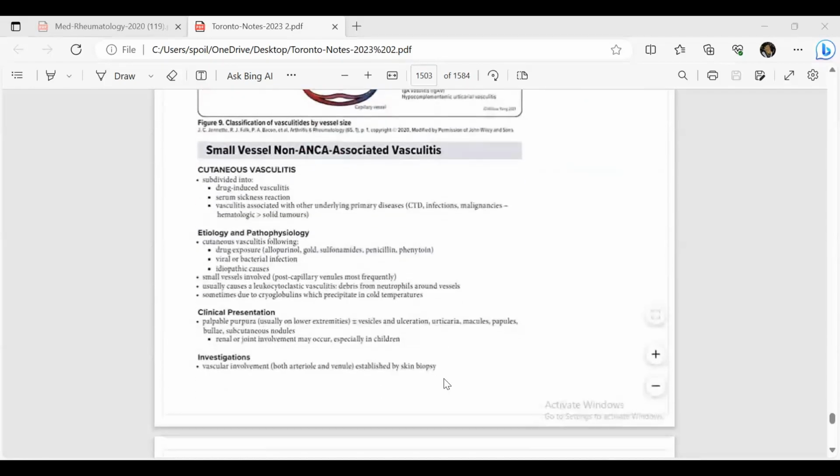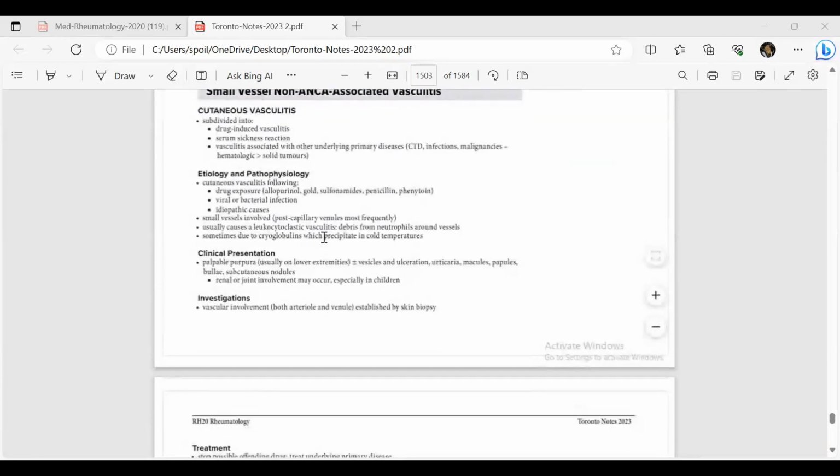Then what we have read, a small vessel vasculitis has two types. One is non-ANCA associated and one is ANCA associated. Non-ANCA associated is usually drug-induced, serum sickness reaction, vasculitis because of infections, or malignancy. It is because of exposure to drugs, it can be infection, and it can be idiopathic.